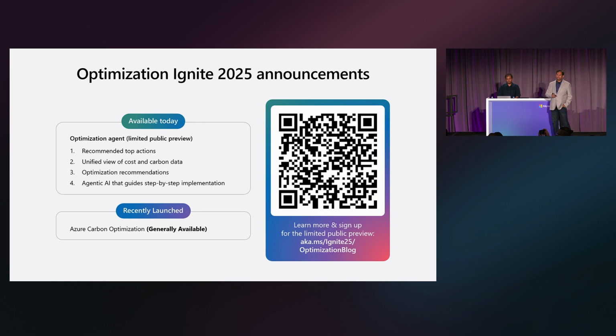If you're interested in understanding your carbon emissions associated with your Azure workloads, we released Azure Carbon Optimization as generally available earlier this year. Simply go to the Azure portal, type in carbon in your search bar. You'll see the option. You'll be able to check out your emissions.